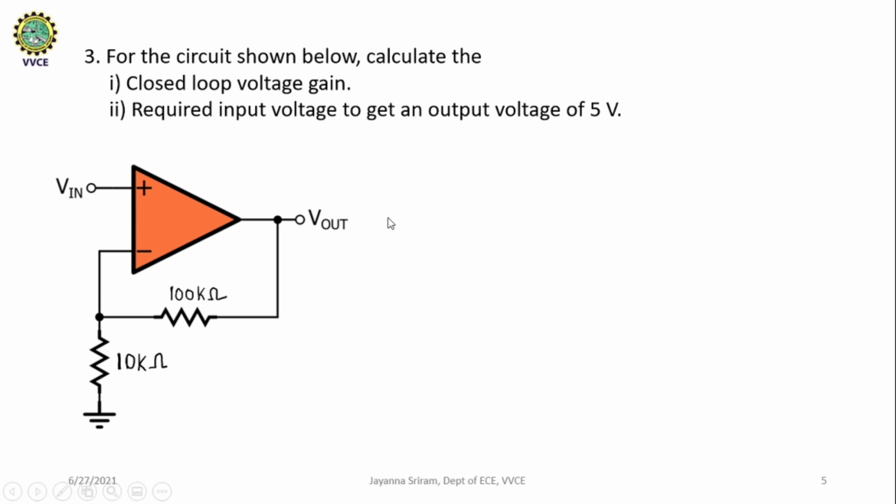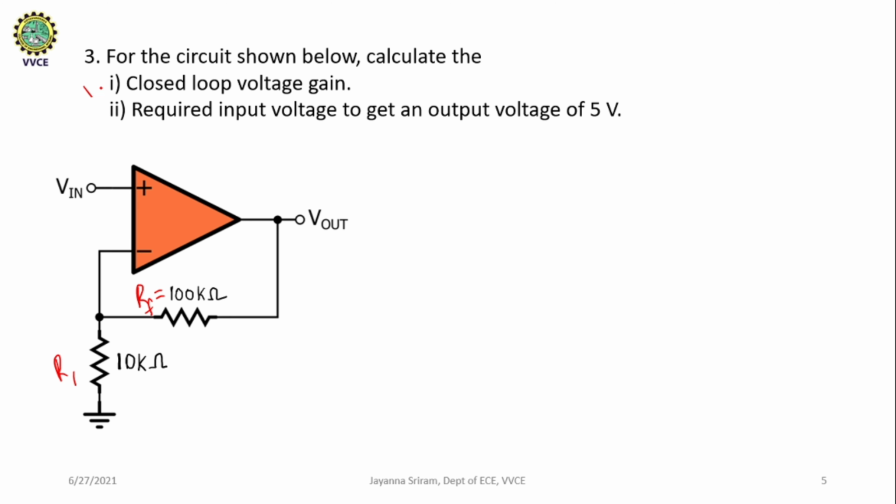Let us solve another problem. For the circuit shown below, calculate the closed loop voltage gain as well as the required input voltage to get an output voltage of 5 volts. So this is the circuit they have given. By looking at this circuit, you can easily identify that this is a non-inverting amplifier circuit, where the input is applied to the non-inverting terminal, and you can see that the feedback is given to the inverting terminal. So I am going to call this one Rf and this one resistor R1.